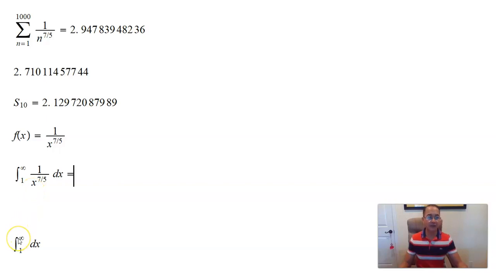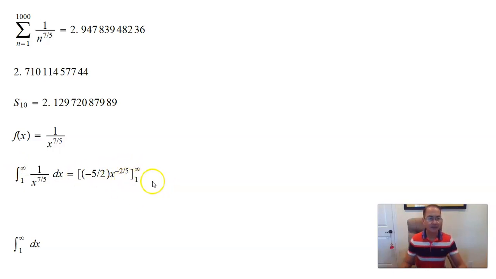So find the antiderivative. Negative 7/5 plus 1 is x to the power negative 2/5. And we divide by negative 2/5. So it means that we multiply by negative 5/2. Okay. And we evaluate this from 1 to infinity. Okay. So infinity, 1 is safe. We're not dividing by 0.